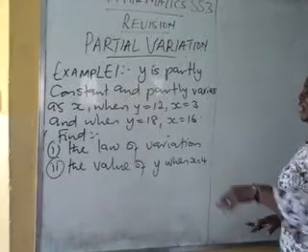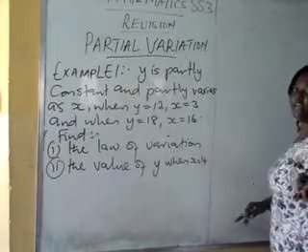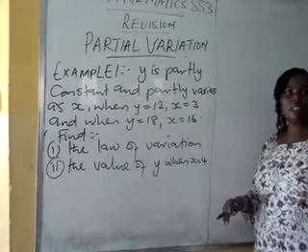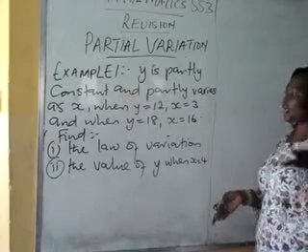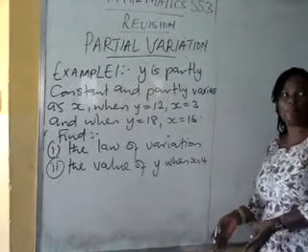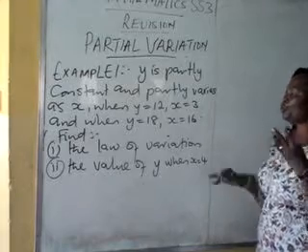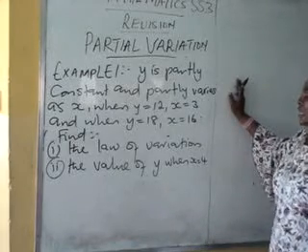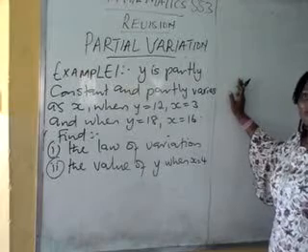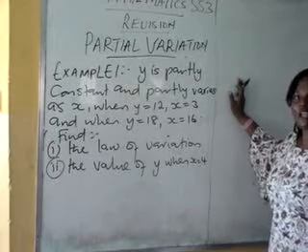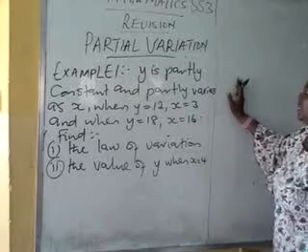Question number 1 says the law of variation. The law of variation is also the formula connecting the variation, and it's also the relationship between the quantities. That means they can ask you using those 3 sentences. They can say the law of variation. They can say find the formula connecting. They can say find the relationship between the quantities given in the question. Now, solution.